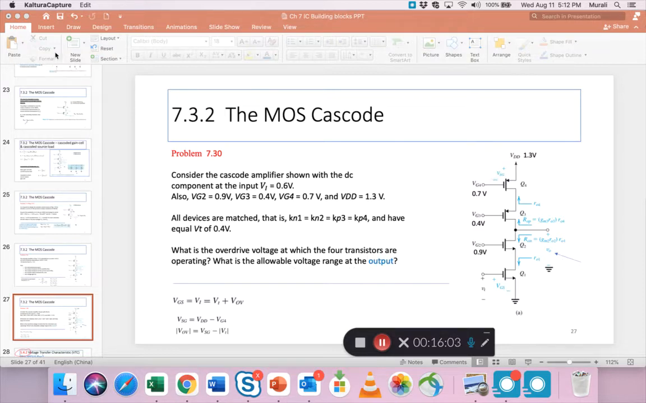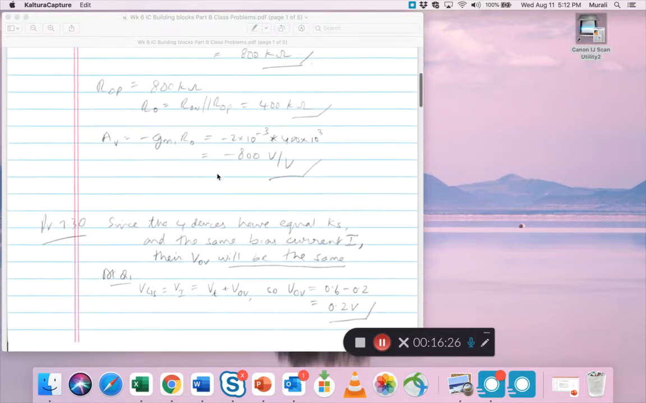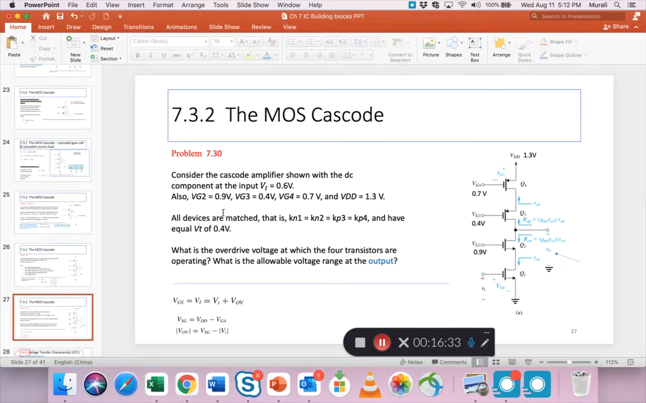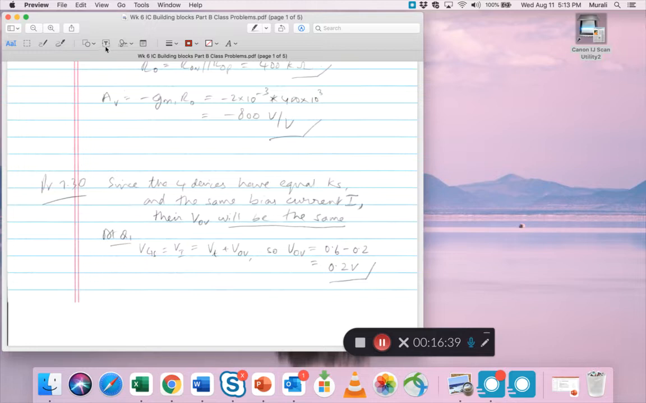Okay. All right. So let me go to problem 730. Since the four devices have equal Ks and the same bias current I, their VOVs will be the same. At Q1 VGS, using this formula, we get VOV equals VGS 0.6 minus VT. Sorry, VT is 0.4, so this should be minus 0.4, and then you get 0.2 as the VOV.